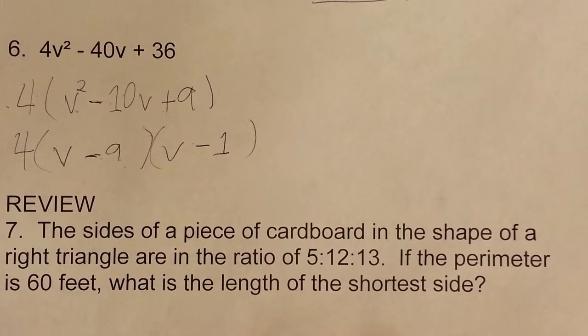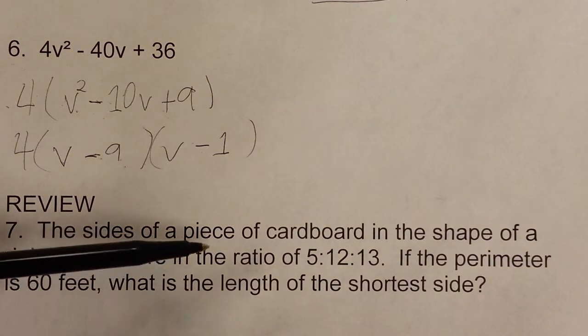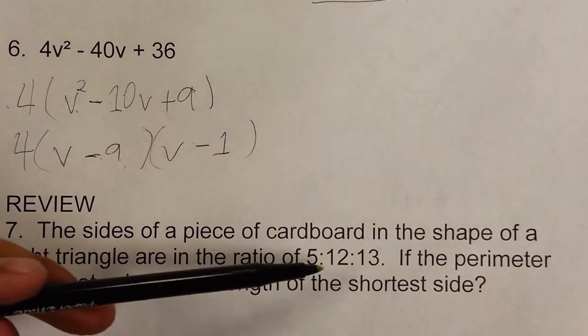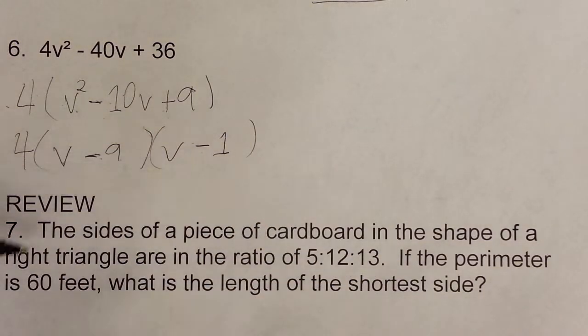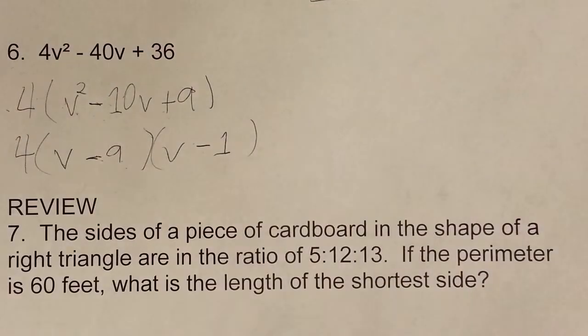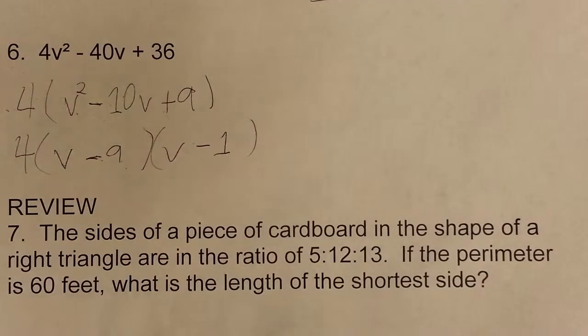Finally, we've got one review problem. The problem says the sides of a piece of cardboard in the shape of a right triangle are in the ratio of 5 to 12 to 13. If the perimeter is 60 feet, what is the length of the shortest side? So let's think. If we want the perimeter of a triangle, we end up adding all of its sides together.